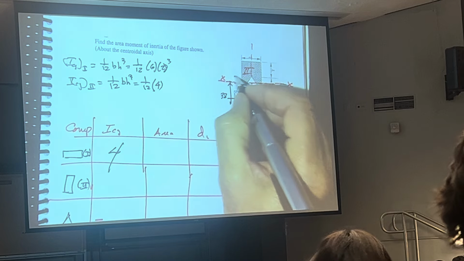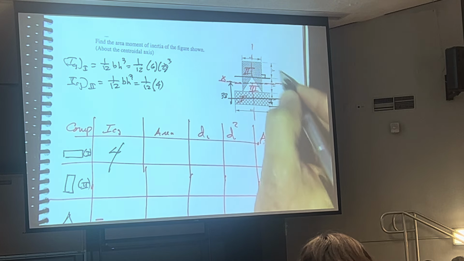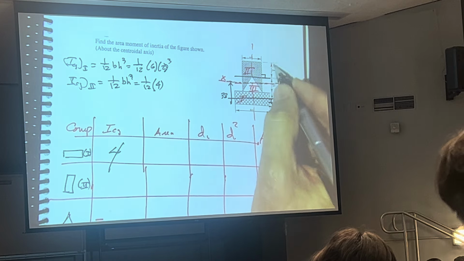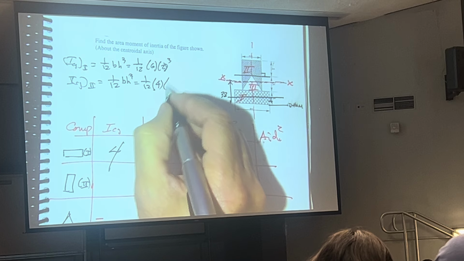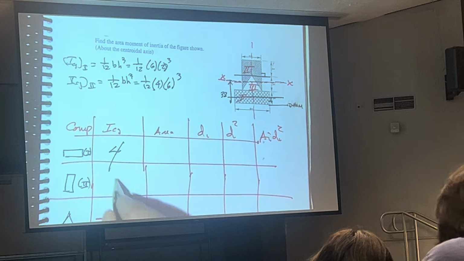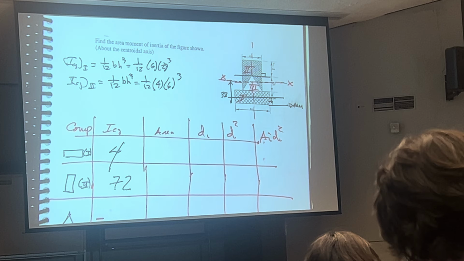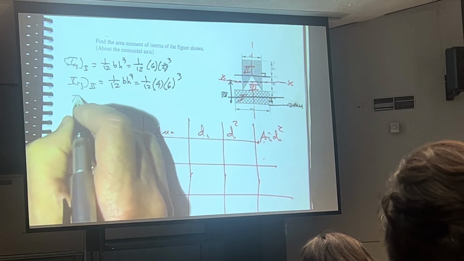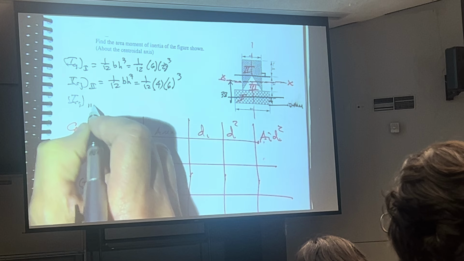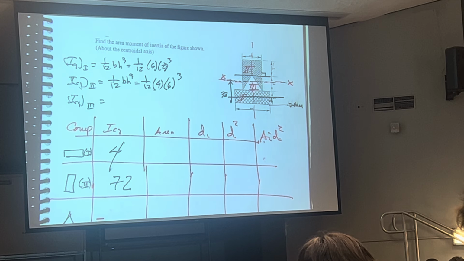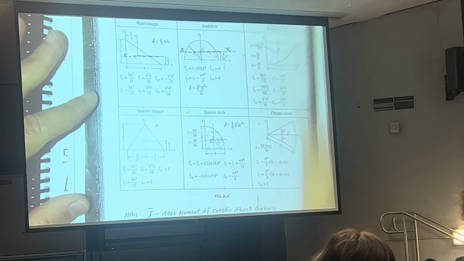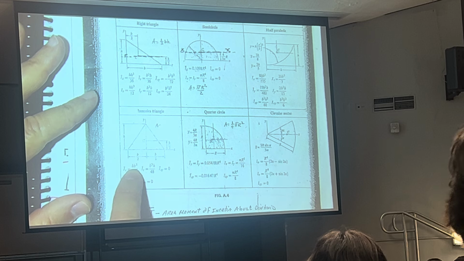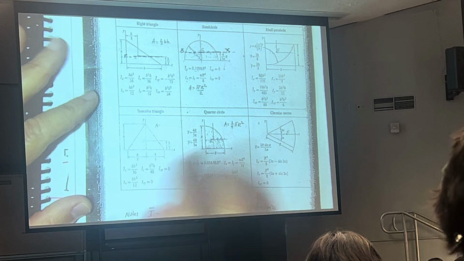Here's the H, here's the I. This is the perpendicular. The perpendicular is to the height, which is 6. Quantity cubed gives me 72. For the triangle ICG 3, look at the sheet. You can see it. I'll bring it up so you can see it. 1/36 BH cubed.